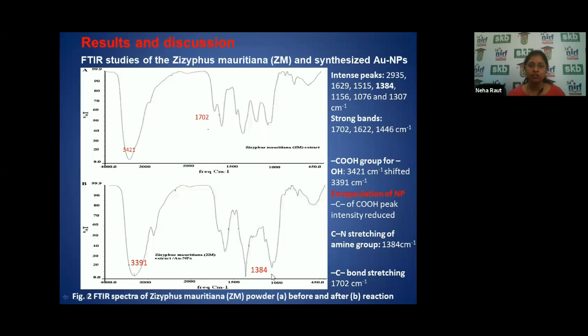It indicates the CN stretching, and it gives us an idea that the biomolecules get combined with the gold nanoparticle. So the amide group is involved in the formation of the nanoparticle. OH is playing the role of capping. And again, the C bond stretching at 1702 is very less here, which confirms the formation of this gold nanoparticle. This is all about the predictions from FTIR.